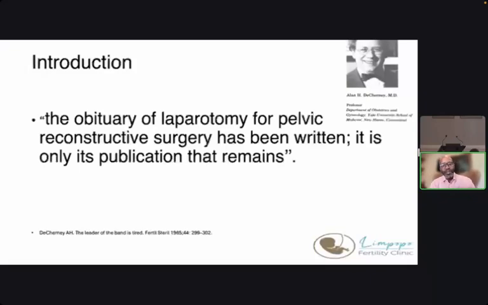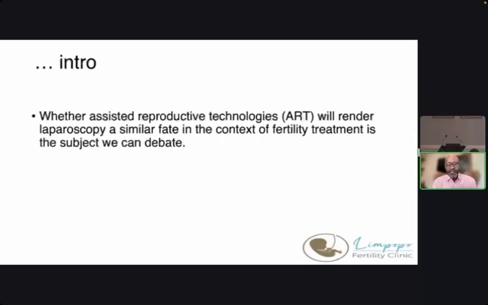And he said this because we know people like Semm in 1974. He reported the performance of myomectomy, oophorectomy, adnexectomy, and salpingectomy, and removal of ovarian cysts with endocoagulation, endoloop in 1974. And we know that IVF represents a popular and effective option for many couples with infertility. The question is whether assisted reproductive technology will render laparoscopy a similar fate in the context of fertility treatment? And this is a subject that we can debate, because laparotomy has been replaced by laparoscopy for fertility. Now there's ART. So is ART going to replace laparoscopy? I think in my presentation, I'll try to elucidate this.